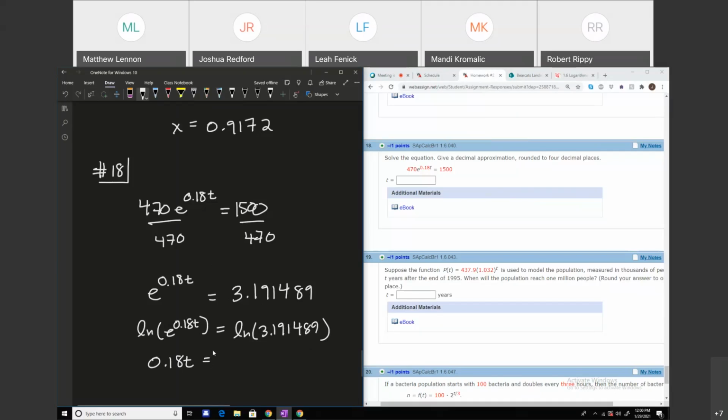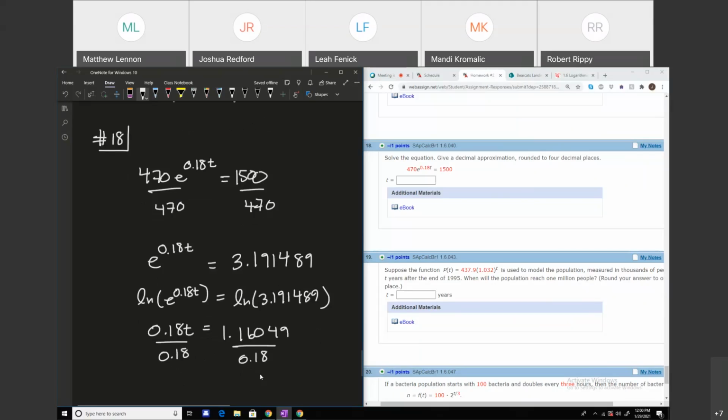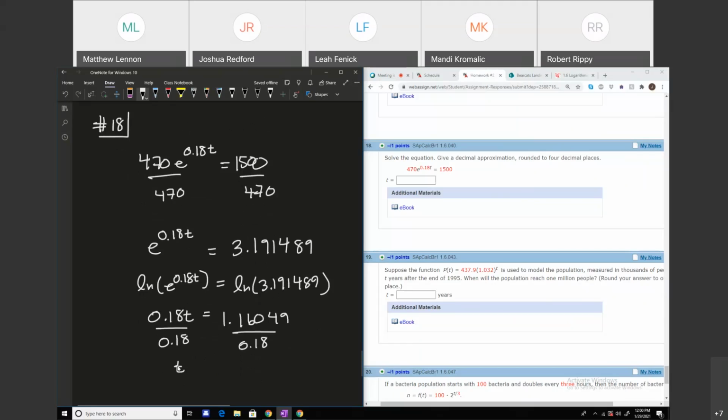So on the left, I have 0.18t. On the right, I have something like 1.16049. And then when I divide by 0.18, I get my answer, which is 6.4472.